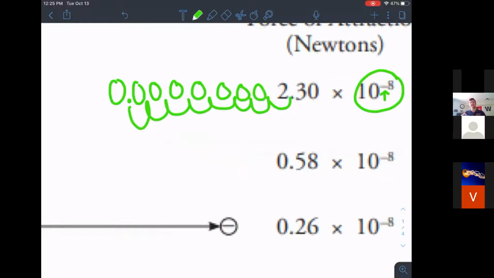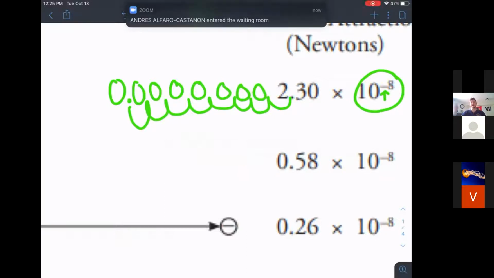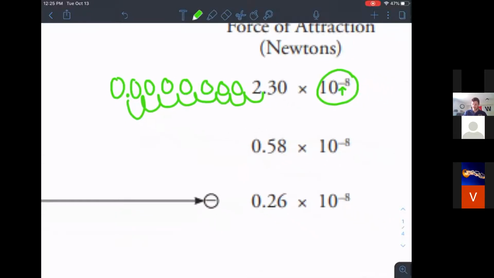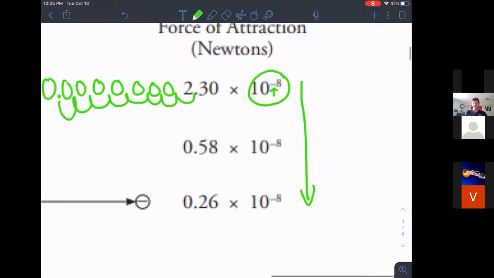So 0.0000, lots of zeros, 230 is our force. So it's a very tiny force, but if we look, it's getting even smaller, because it went from 2.30 times 10 to the negative 8th to 0.58 times 10 to the negative 8th to 0.26 times 10 to the negative 8th. So it's getting smaller as we go down.